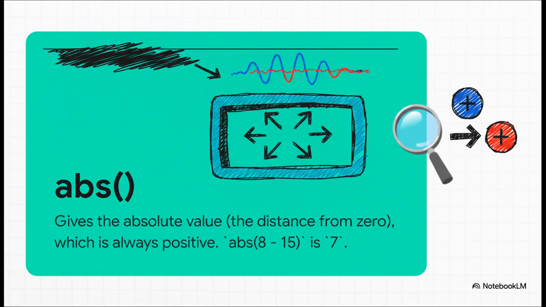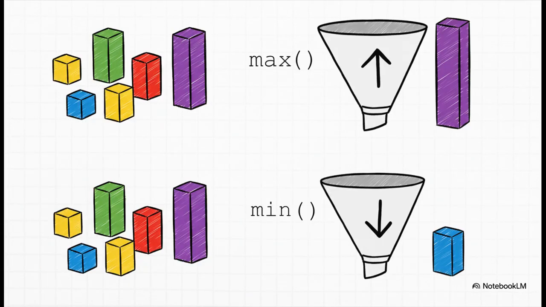It's super useful. And then you have these two, min function and max function. They do exactly what you think they do. You can just throw a bunch of numbers at them and they'll instantly spit back the smallest or the largest one.